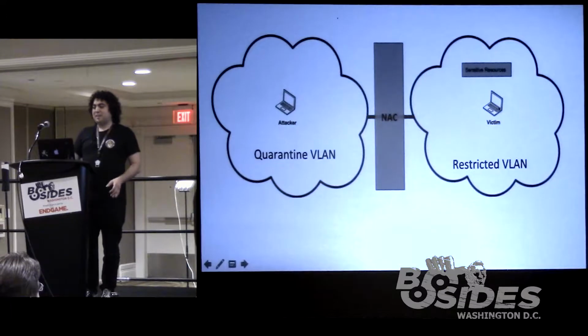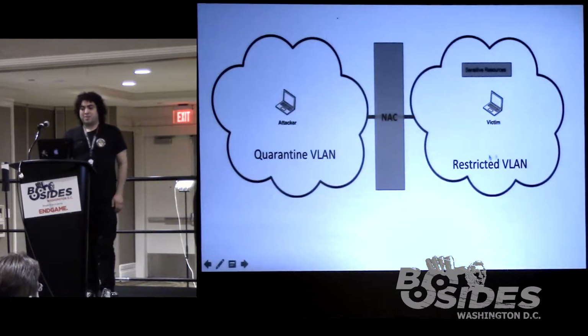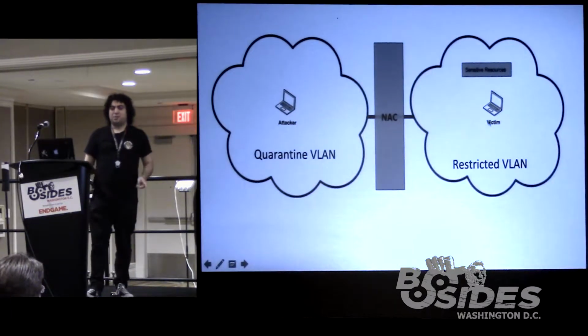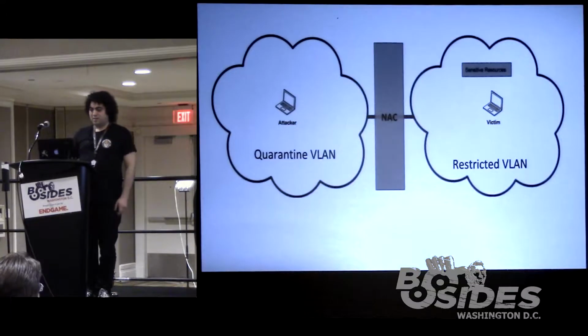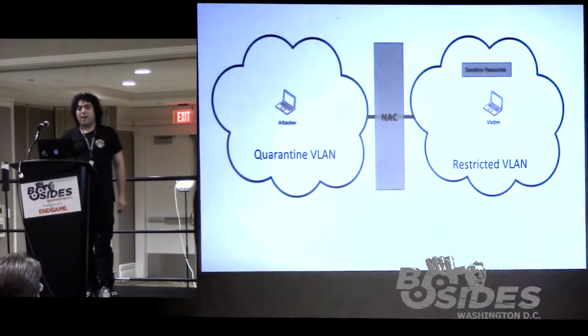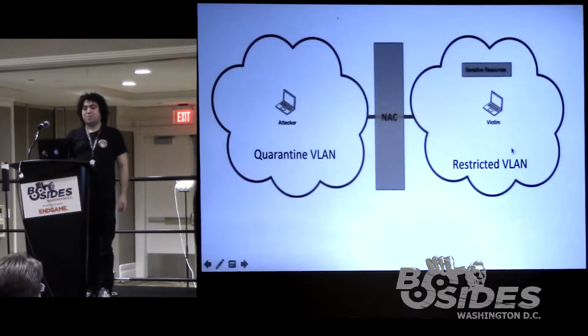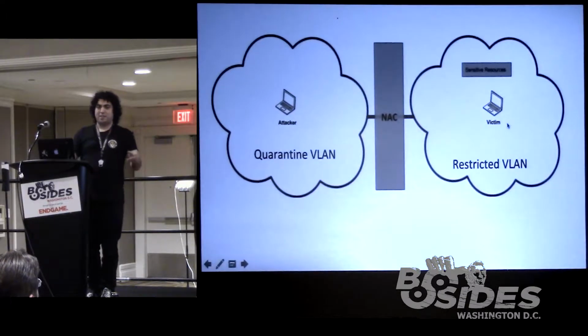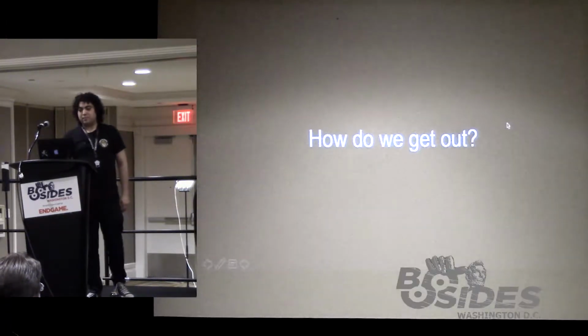Fortunately for you, you know that you have at least one victim device on this restricted VLAN, because you would have had to use the rogue AP attack against this victim device in the first place to get RADIUS credentials that would get you onto this network. So the question here is, how do we get out? How do we get from this quarantined VLAN over to this restricted VLAN over here, where we can actually get all the goodies like sensitive resources?